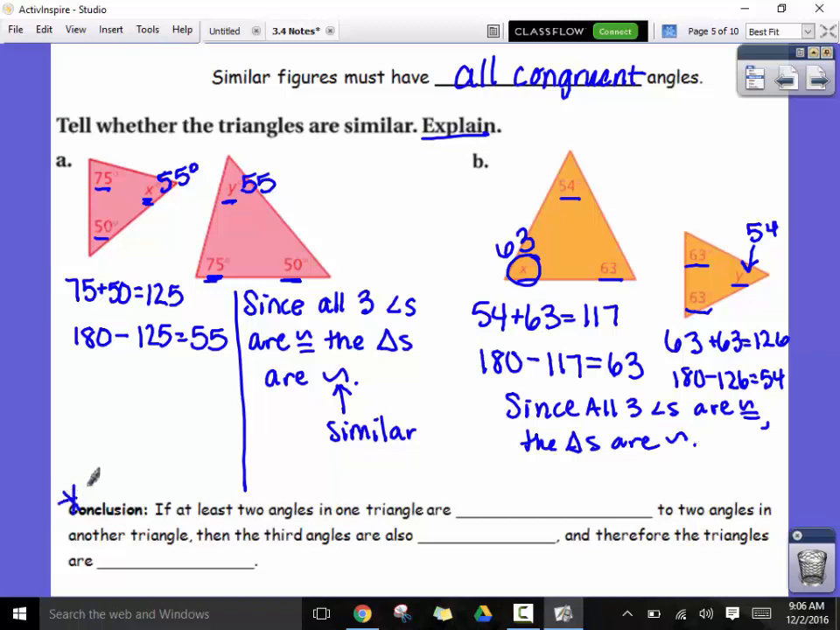Okay, and here's a big conclusion at the bottom. If at least two angles in one triangle are congruent to two angles in another triangle, then the third angles are also congruent, and therefore the triangles are similar. So this is just saying if you're given two angles in one that are congruent to two angles in the other, then automatically you can say those triangles are similar without actually finding the third angle.